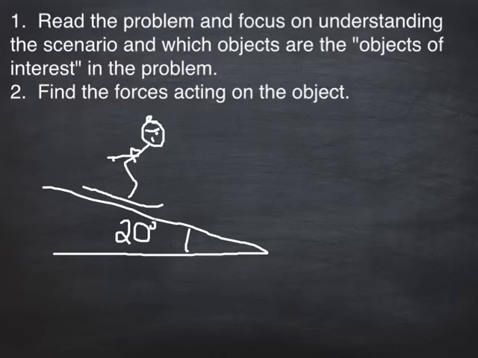One technique for finding the forces acting on the object, I really like it, is to draw a circle around the object of interest. In this case, it's got to be the skier. There's really nothing else happening in the problem. Now, forces are going to happen whenever the object is in contact with something else. And so the major contact point is here on the snow at the bottom of the skier's skis.